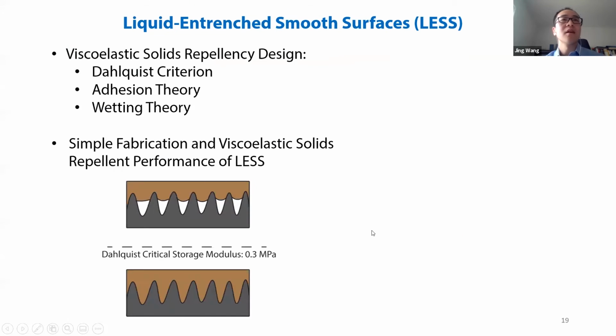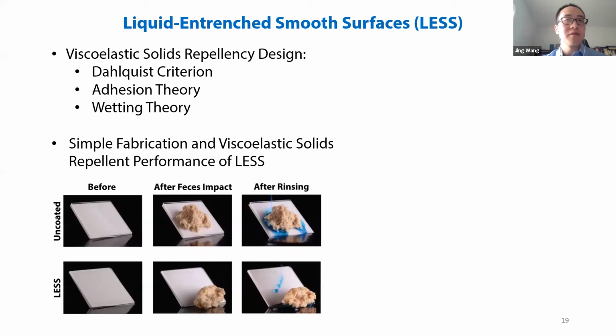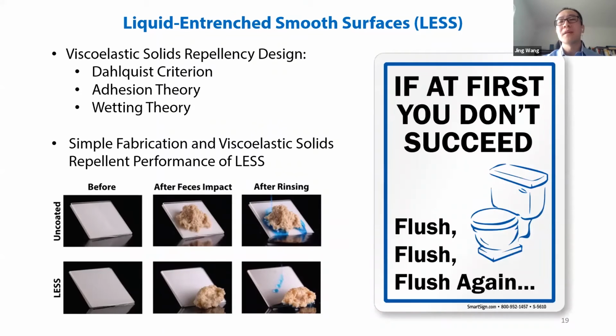So to summarize, we have this design principle based on the Dahlquist criterion, adhesion theory, and wetting theory. And we fabricate this LESS coating, which has this viscoelastic repellency performance. And if we can apply this to toilets, we don't need to flush the toilets again and again to clean the toilet bowl. It just needs one flush and uses a very minimal amount of water.